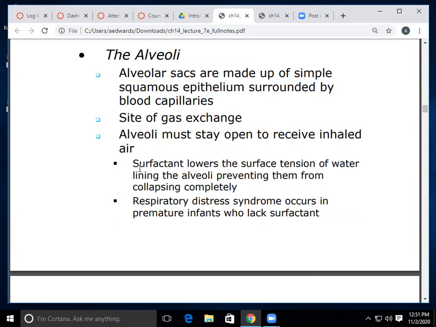Or if they're constricted, you can't, so it's like a balloon. If you hold the ending of the balloon, you can't put air in it. So the material we call surfactant lowers surface tension of the water that lines your alveoli, and it prevents them from closing completely. Okay, which is great because you don't want your alveoli closing completely. You want them to stay open so you can get air in them.